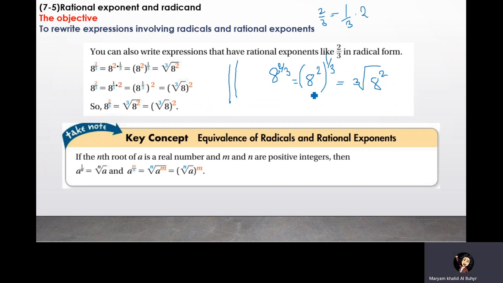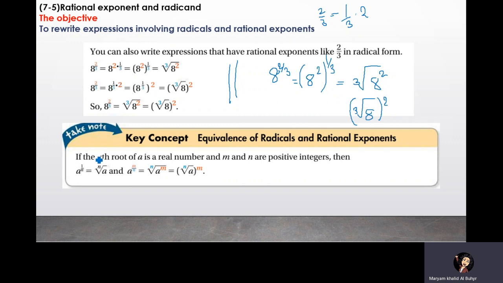Same thing with the others. You can change the order for these. You can say that this is the cubic root of 8, all this to the power 2. I mean, you can change the order for these. You can put the 2 outside, or you can keep it inside if you have this. Why? According to the commutative property of multiplication.